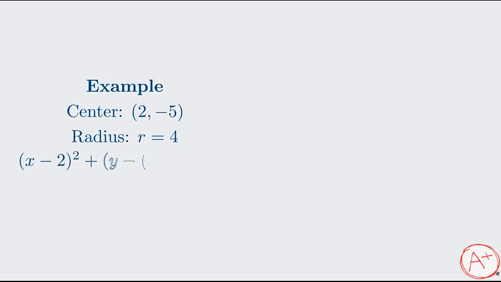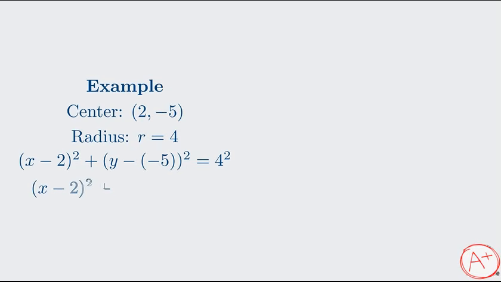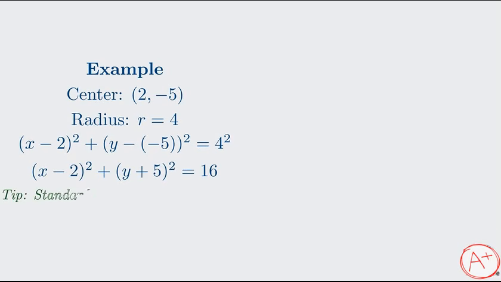Let's apply this immediately. Suppose we want to find the equation of a circle with a center at (2, -5) and a radius of 4. We substitute these values directly into our standard form. Notice the sign change for the y-coordinate. Because the formula uses y minus b, subtracting a -5 becomes y plus 5. This results in (x minus 2) squared plus (y plus 5) squared equals 16. This is the standard form.